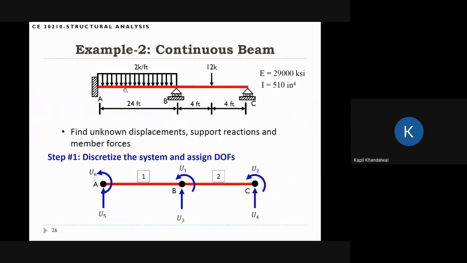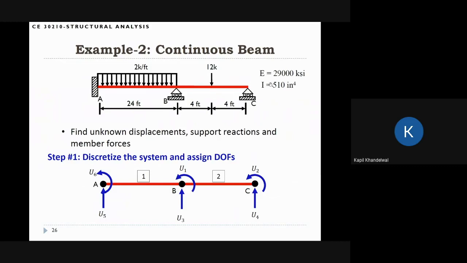In this case, there is a uniformly distributed load applied on the AB portion of the beam that is 2 K per foot, and there is a load at the center of the span BC. The boundary conditions here are that end A is completely fixed. At B there is a roller, and at C there is a roller. At B you can think that the section is not allowed to move up and down. Similarly, at C, the section is not allowed to move up and down.